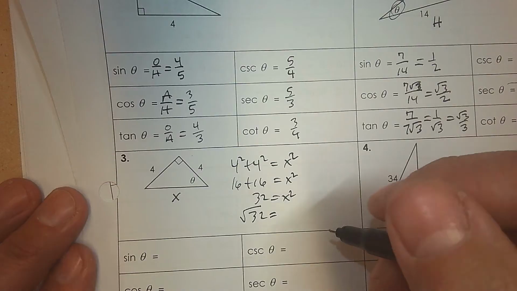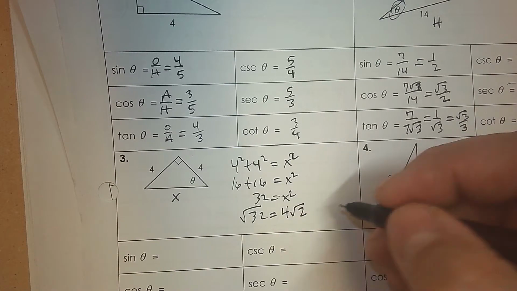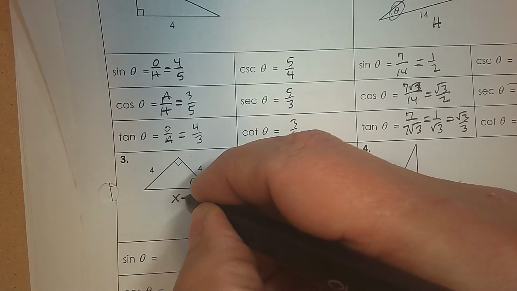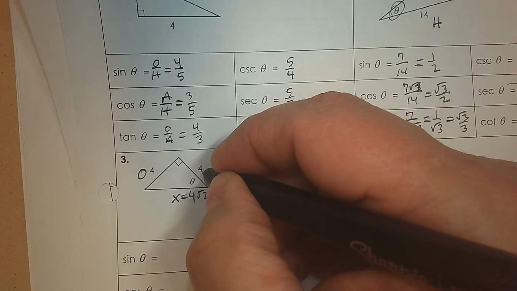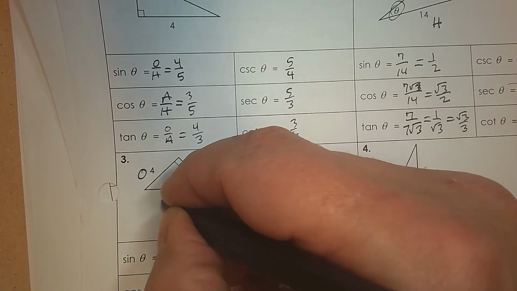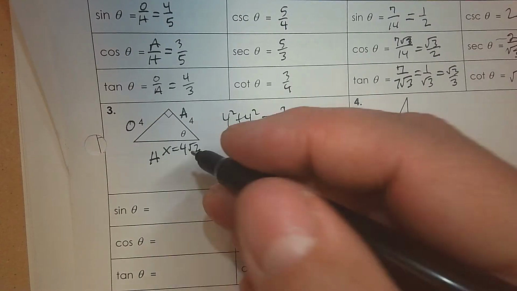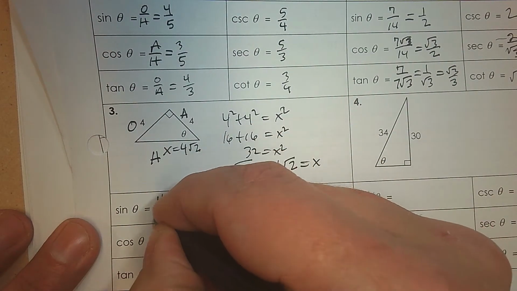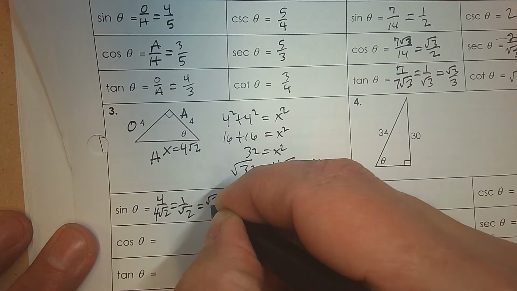if I reduce it down, which would be helpful, is 16 times 2. So that's 4 root 2. That's what x equals. So I'm going to put that right here. 4 root 2. Understand that 4 is opposite, the other 4 is adjacent, and of course this is hypotenuse. All right, sine, opposite over hypotenuse. So that's 4 over 4 root 2. So the 4's divide out, and then rationalize it, and you get root 2 over 2.